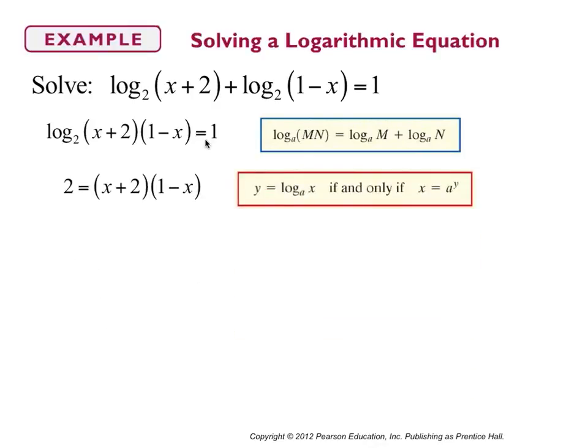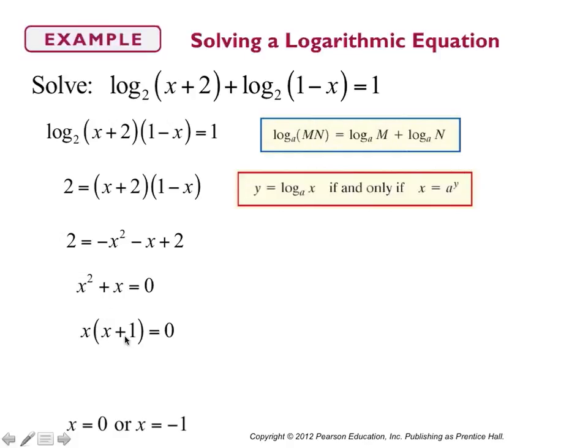We can go ahead and change this into exponential form, so we end up with 2 to the first power equals x plus 2 times 1 minus x. And if we FOIL this, we get 2 equals negative x squared minus x plus 2. Subtract 2 from both sides, so we get x squared plus x equals 0. And this can be factored into x times x plus 1. So we get 2 solutions of 0 and negative 1.